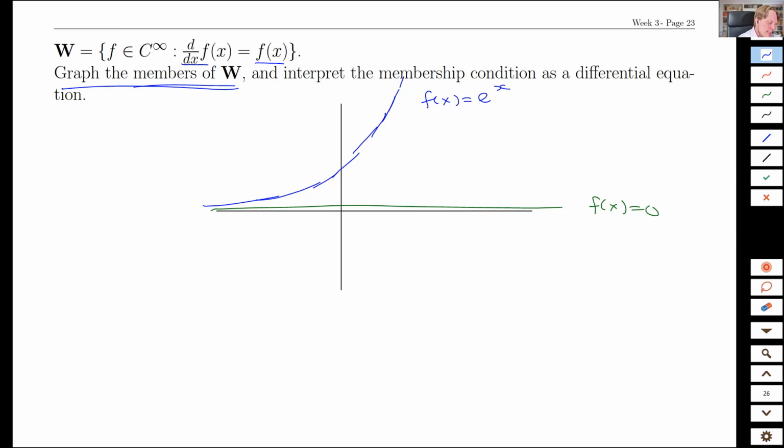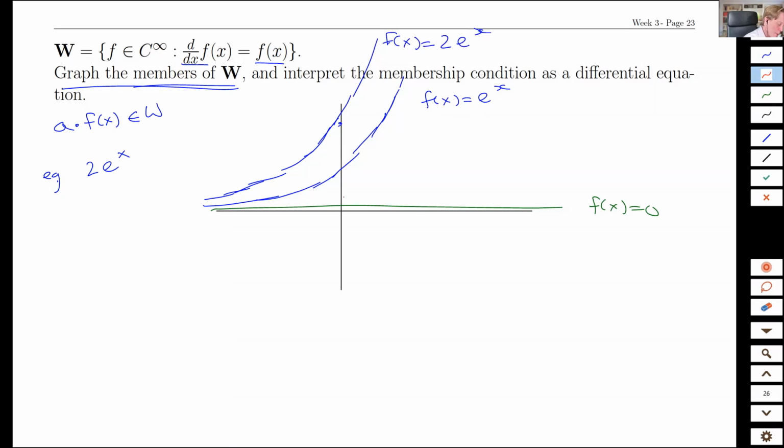What else fits that description, though? Well, it turns out that any multiple of e to the x does, because we actually said this, right? Any multiple of a function in the set is also in the set. So I should be able to get 2 e to the x. So f of x equals 2 e to the x.